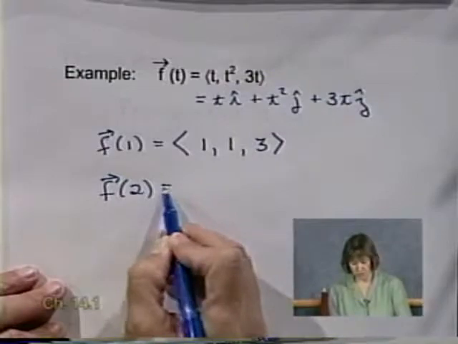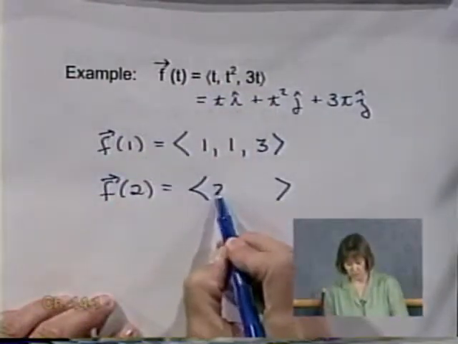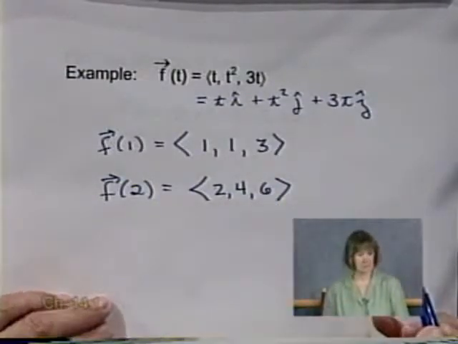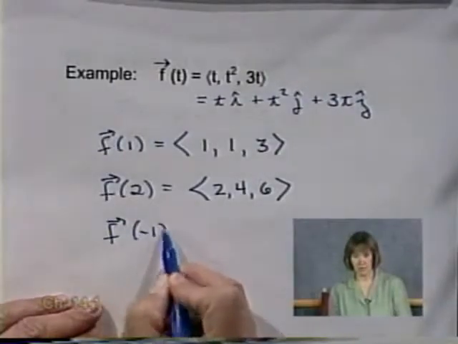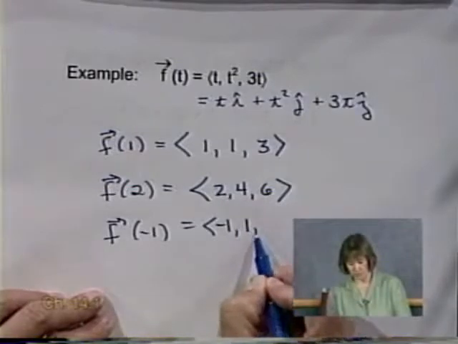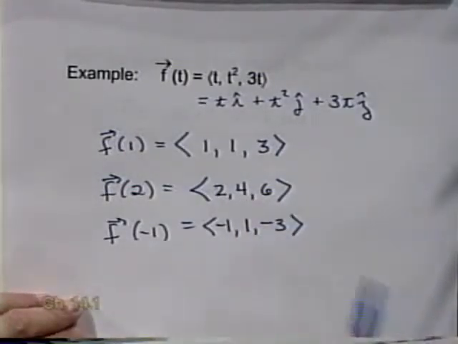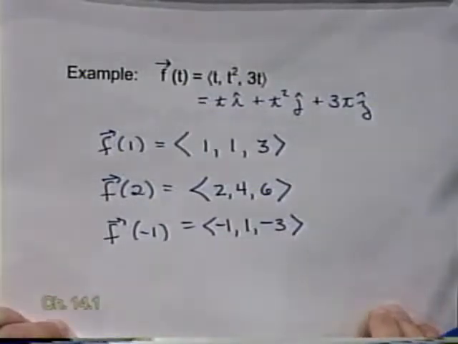F of 2 would give you a vector, and you'd plug 2 in for t here. So you'd get 2, 2 squared is 4, 3 times 2 is 6. Okay, it's that easy. F of negative 1, if I wanted to evaluate it, plug a negative 1 in for t. Negative 1 squared is 1. 3 times a negative 1 is a negative 3. And so what it's mapping is, if you give me a real number, there's a vector associated with it.